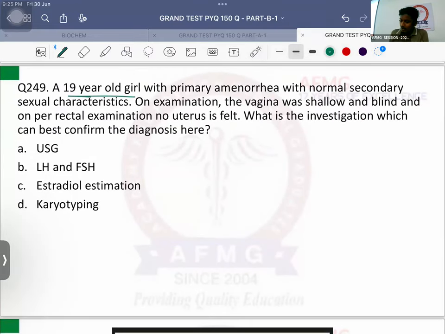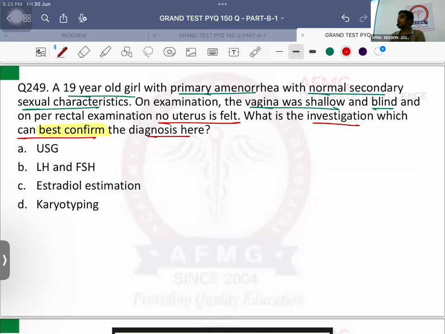Okay. 249, 19-year-old girl with primary amenorrhea, normal secondary sexual characteristics. On examination, vagina was shallow and blind. On per rectal examination, no uterus is felt. That means internal genitalia is absent. What is the investigation which can best confirm the diagnosis here?